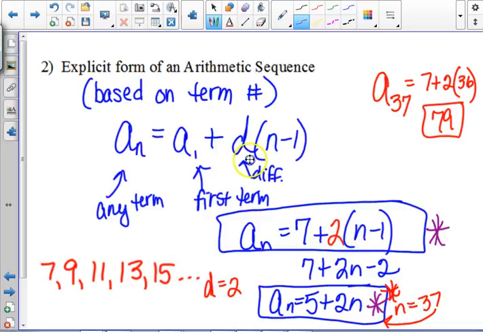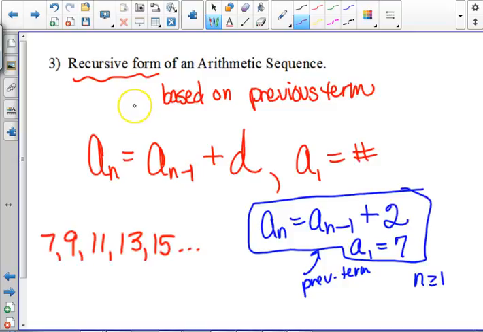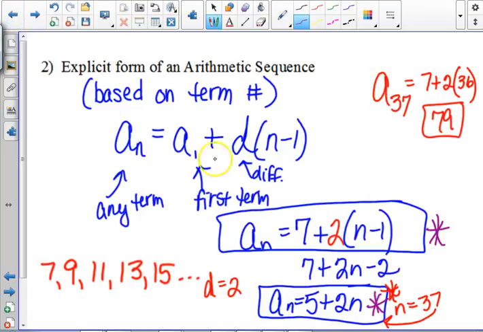We good? This is a different format called recursive. Recursive is easy to write. You just take the previous term. Remember that notation? n minus 1 meant the previous one. A sub n minus 1, the previous term, and you add some difference. But you also have to tell me where it started. By the way, weren't those the two things you had to tell me here? You had to fill in the difference and where it started?